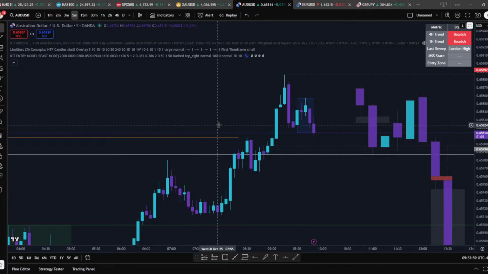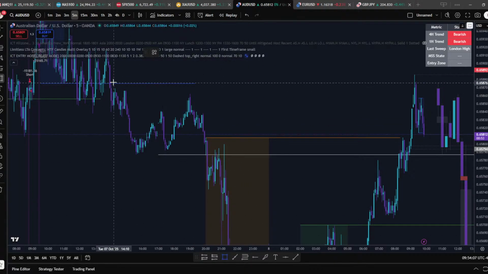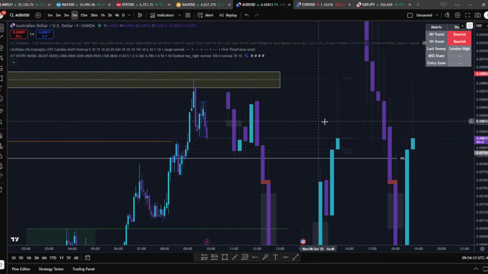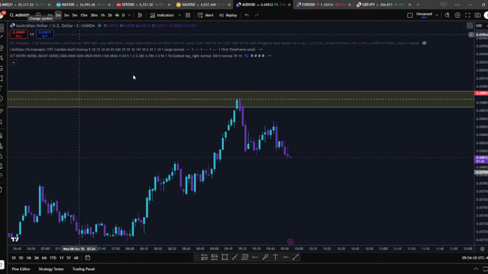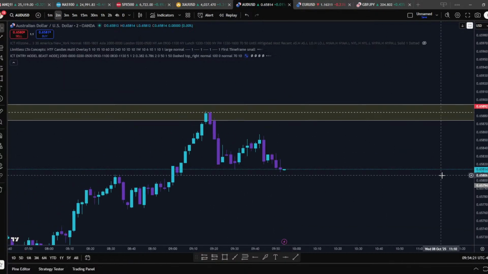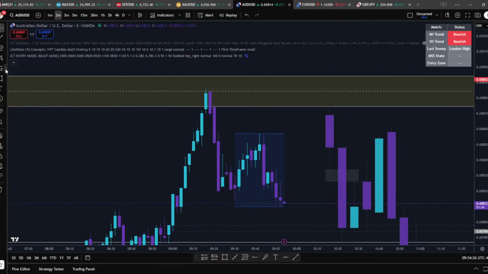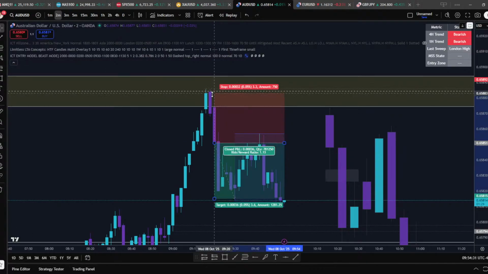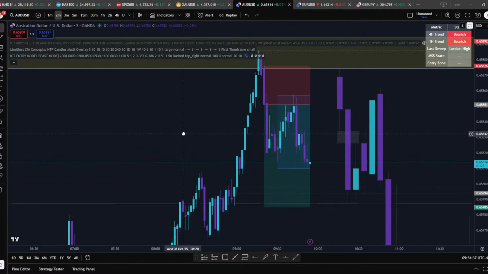This looks interesting. AUD. Swept liquidity. Fair value gap that it's respecting, right? 5-minute fair value gap here. Look at the smaller time frame. This is what I mean, guys. Sometimes it does it, sometimes it doesn't. Okay? This would have been your trade right there.